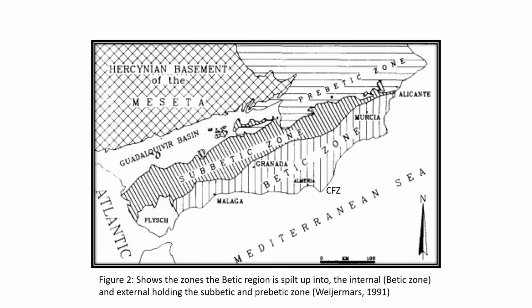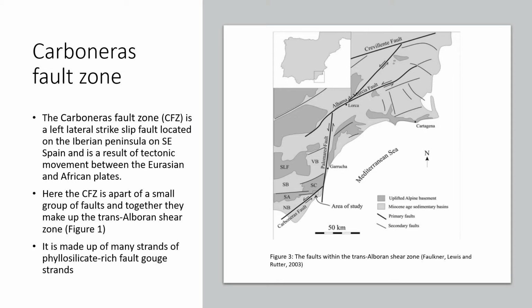The Betics region is subdivided into zones, the unmetamorphosed external and metamorphosed internal zone, which is highlighted in figure 2. The internal zone has experienced compressional deformation via thin skin thrusting. The Carboneras fault zone is a part of the internal zone, also known as the Betic zone, which is to the south. The zone is located on the Iberian Peninsula, southeast Spain, in the south of the internal zone of the Betics.